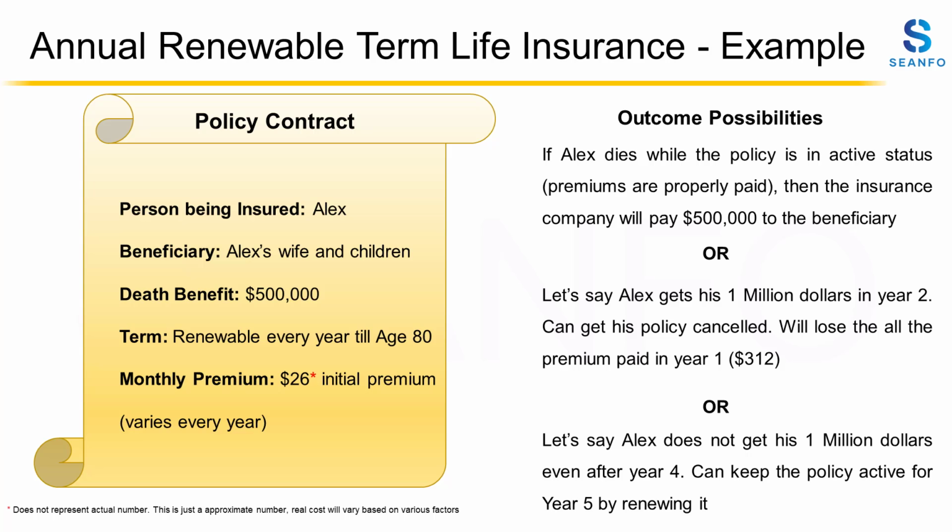Now let's look at another possibility. Let's say Alex does not get his $1 million even after year 4. He can go ahead and keep the policy active for year 5 by just renewing it. So as you see in this example, you need to go for an annual renewable term policy only if you have a short-term need and if you're not sure about the number of years you would need the coverage for. But let's say you know for sure that you need the protection for the next 5 years. Then in that case, a regular term policy would be cheaper than an annual renewable term policy.